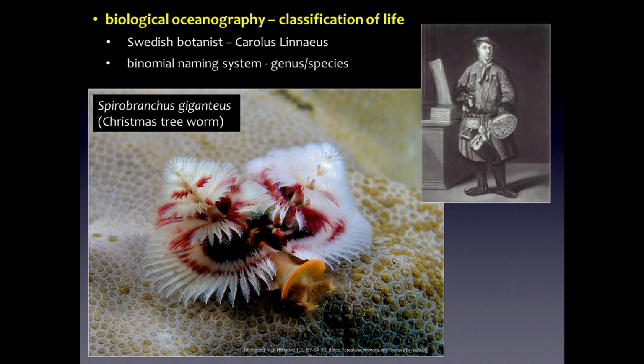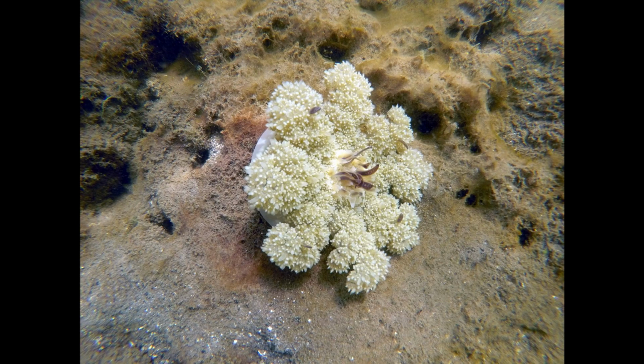Well, you have this person here, Carl Linnaeus, or Carolus Linnaeus, to thank. He's a Swedish botanist. And what he came up with is this binomial naming system, this usage of the genus and the species. So for example, once again, here we have this organism called a Christmas tree worm. And we know that the genus here is Spirobranchus. That means that members within that genus look alike, but they're infertile, they can't interbreed, whereas the species, giganteus, those specific members can interbreed.